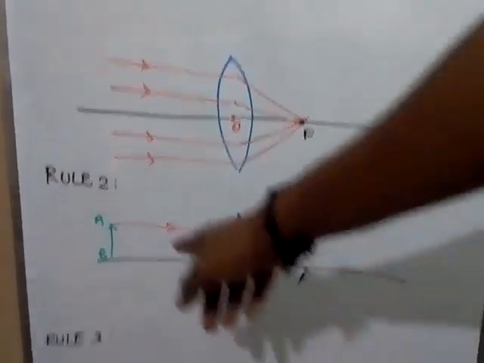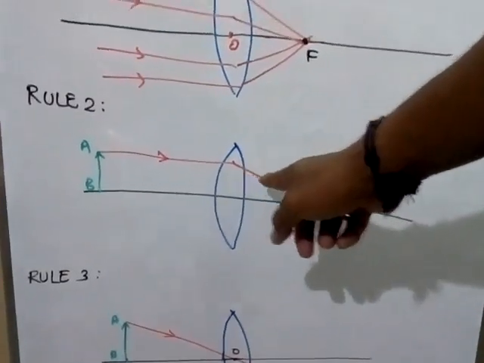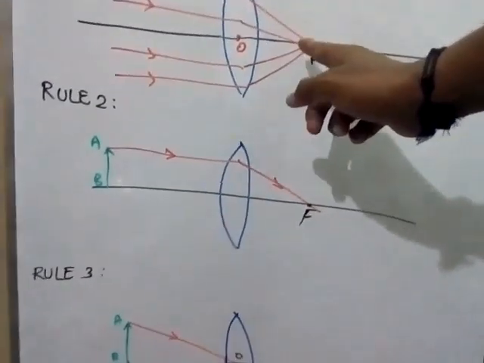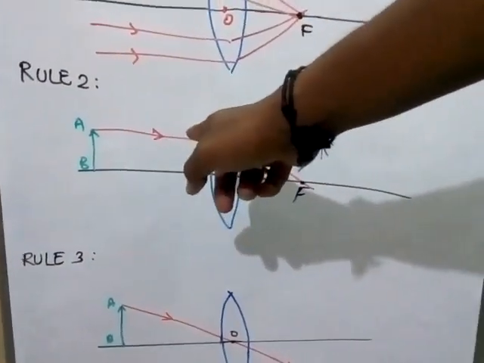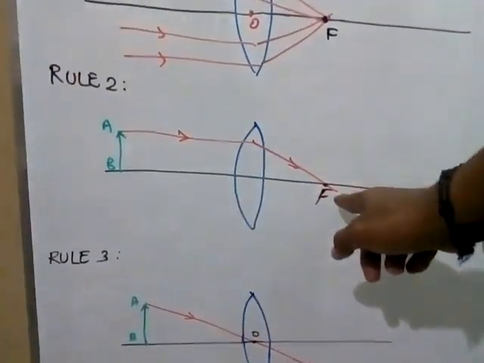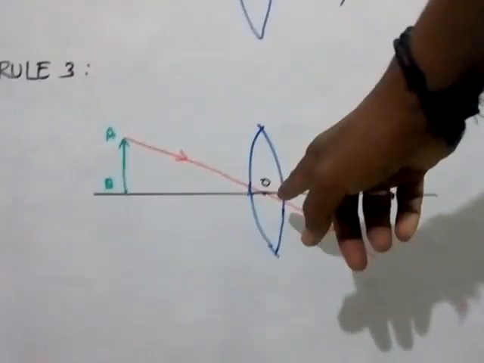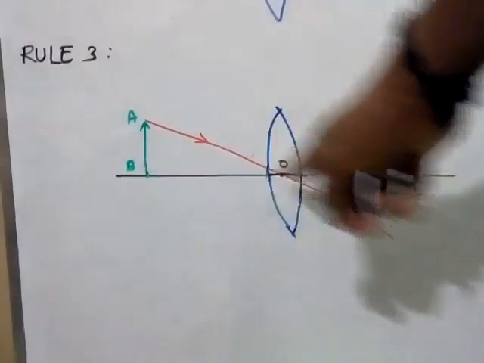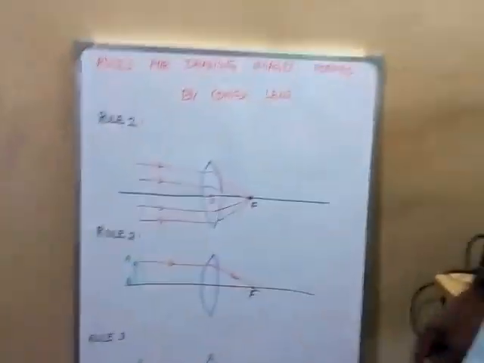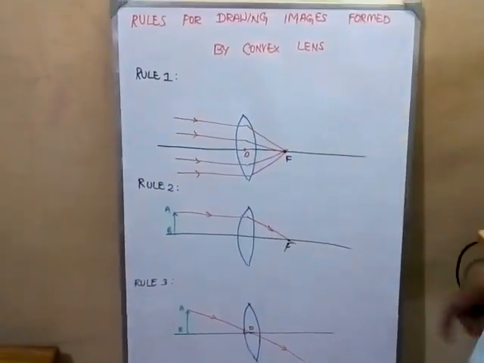Now rule 2: whenever a light ray passes through the top of the lens, it always bends towards the focus. So whenever a line is parallel to the principal axis, the ray will bend towards the focus. Rule 3: whenever the light ray passes through the optic center, it will not get deviated. Today we are going to see all these rules practically to make you understand how it works with the lens.